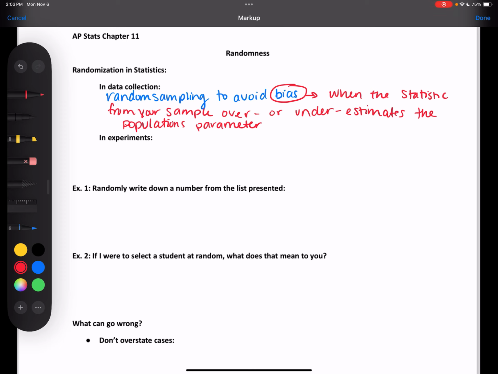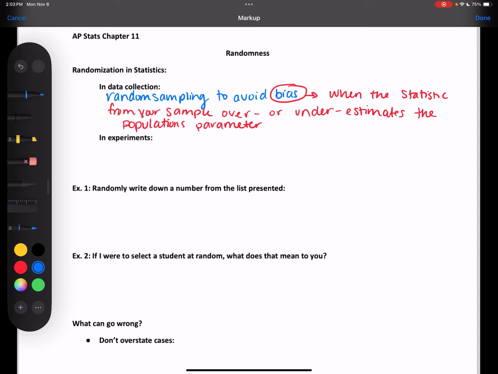Now, that's not our exact typical definition for bias, but for the sake of this, that's what we're doing. It's like the stats definition. There's going to be a different stats definition of bias eventually, but for right now, that's what it pertains to.